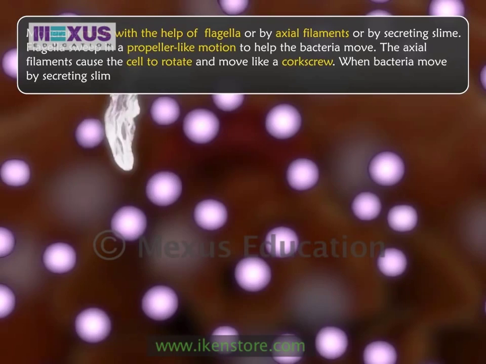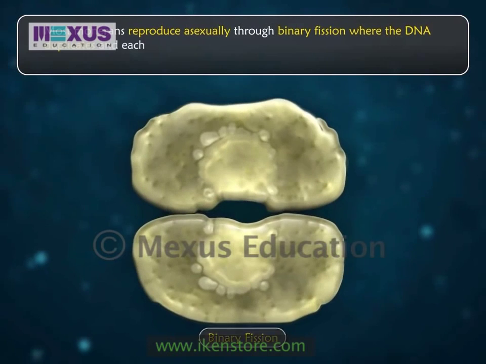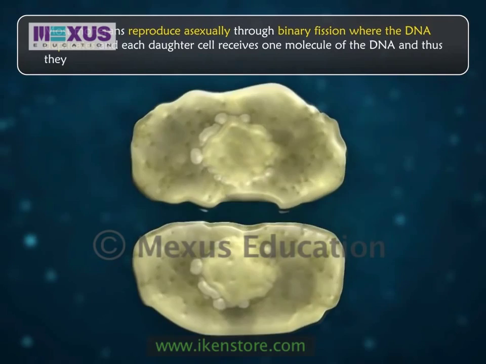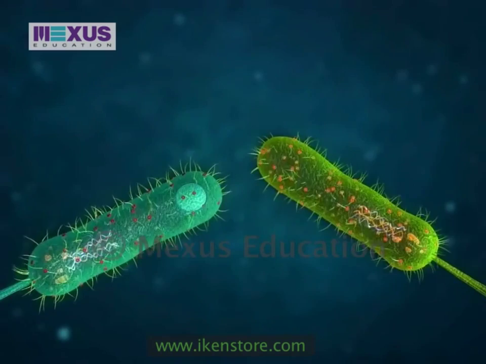Most monerans reproduce asexually through binary fission, where the DNA duplicates and each daughter cell receives one molecule of the DNA, and thus they're genetically identical. Binary fission does not allow genetic diversity, which is needed for the bacteria to withstand the changing environment.